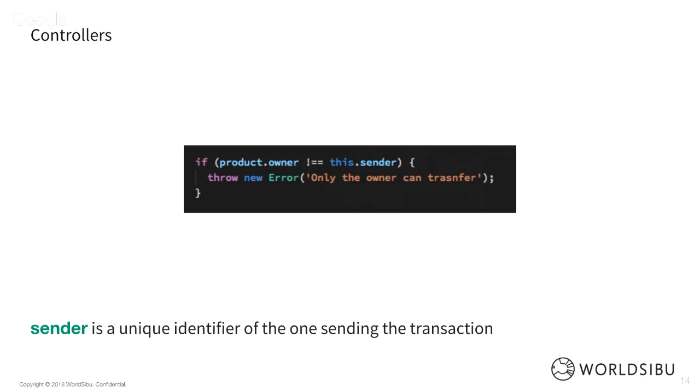So, on blockchain, every single participant has a private key, and this private key has a public certificate corresponding to each private key. The content of this sender is actually the fingerprint of that certificate. So it is assured to be unique for each participant, and you can trust that mostly as the identification of the person or the program sending a transaction to the network.